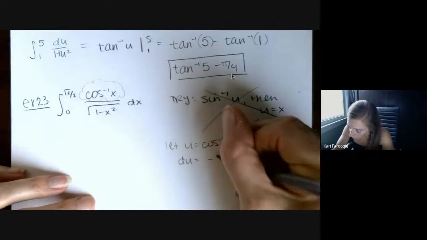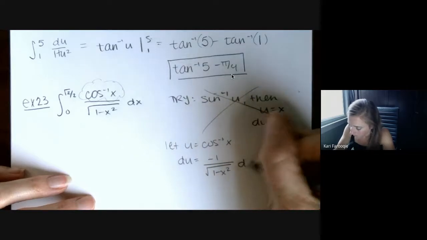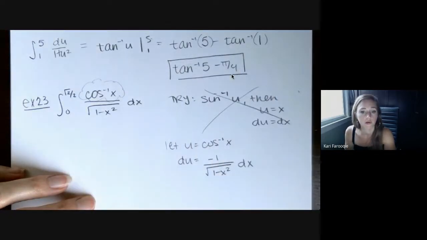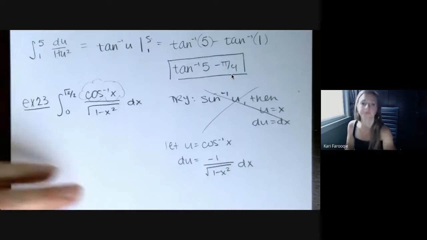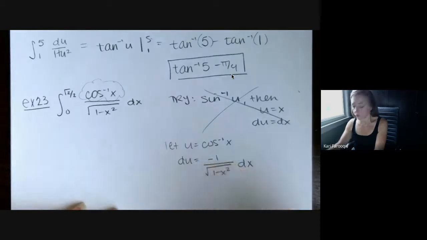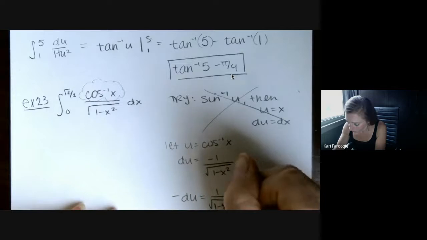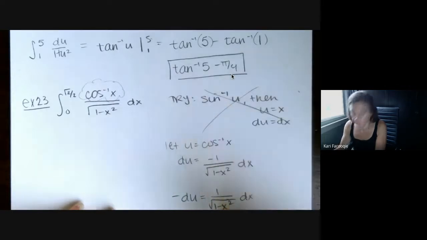Du, remember for the inverse cosine, it's negative. It's -1 over the square root of 1 minus x squared dx. And now you're in a situation where you really just have -u du. We don't have a -1, so if you want to just make that -u, then do that.